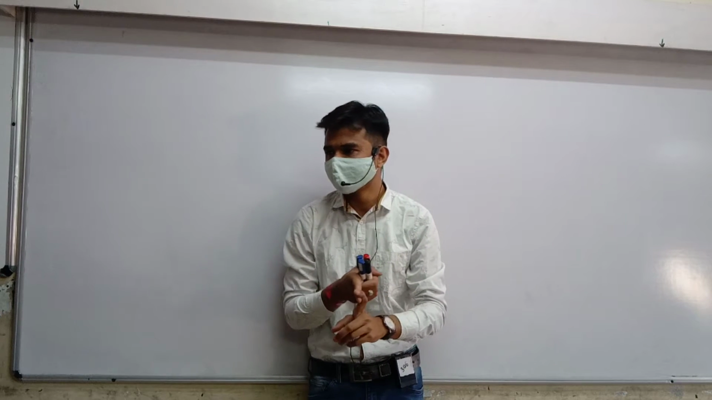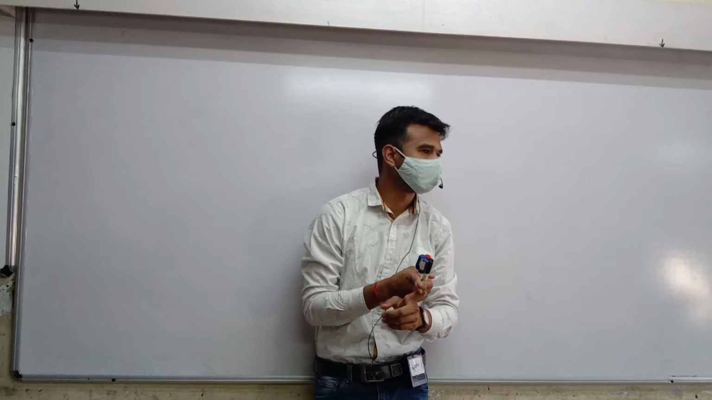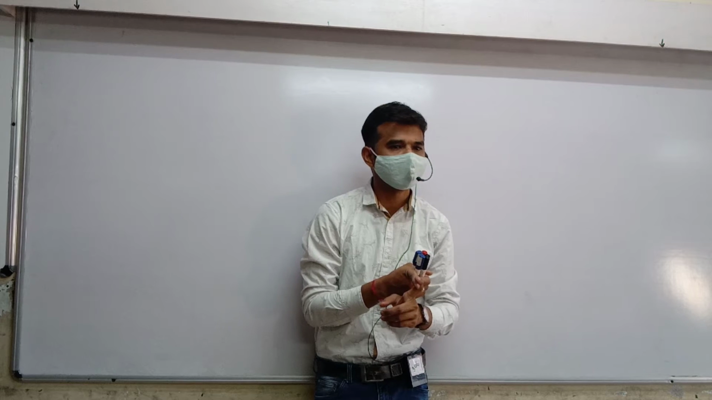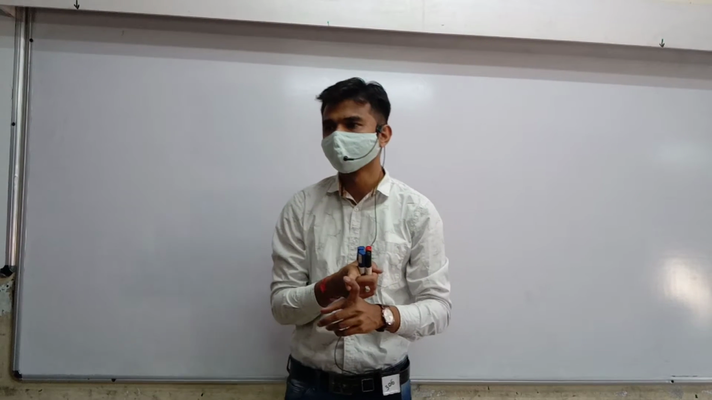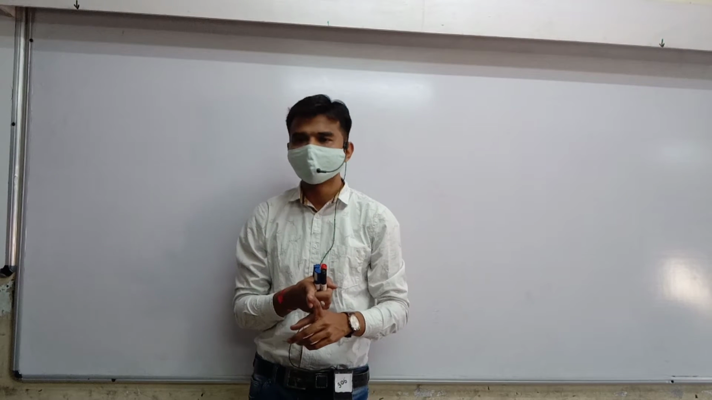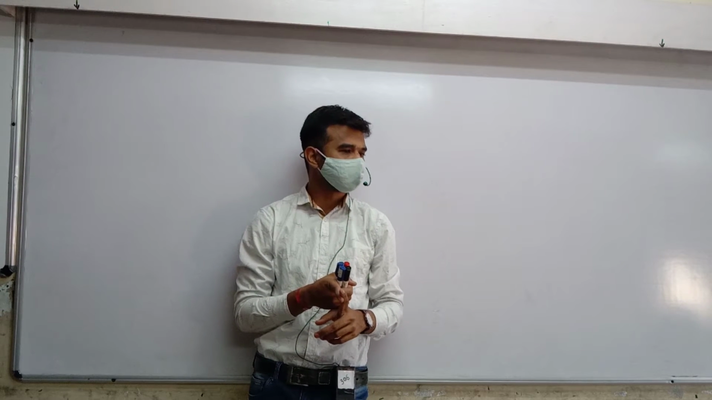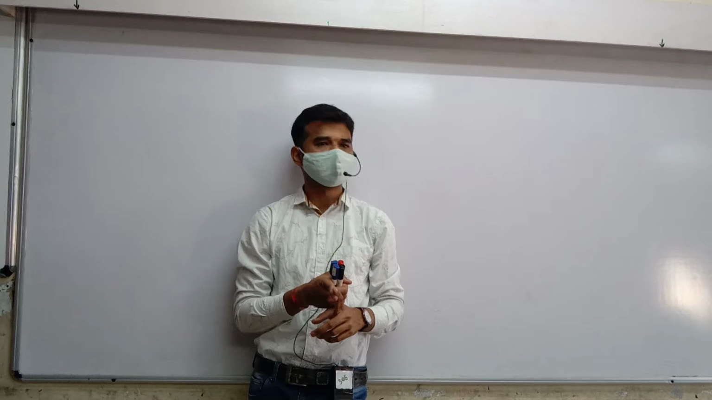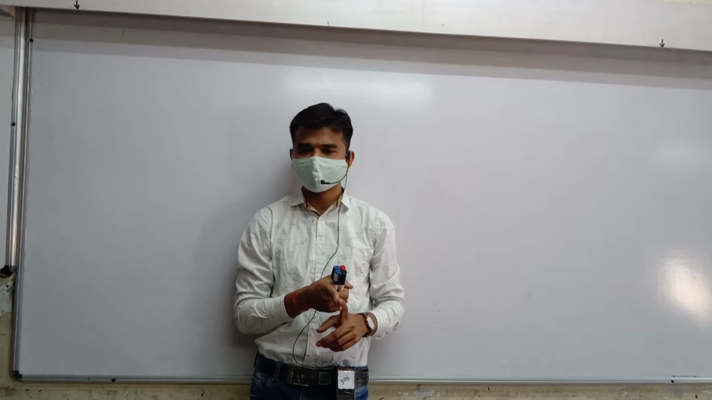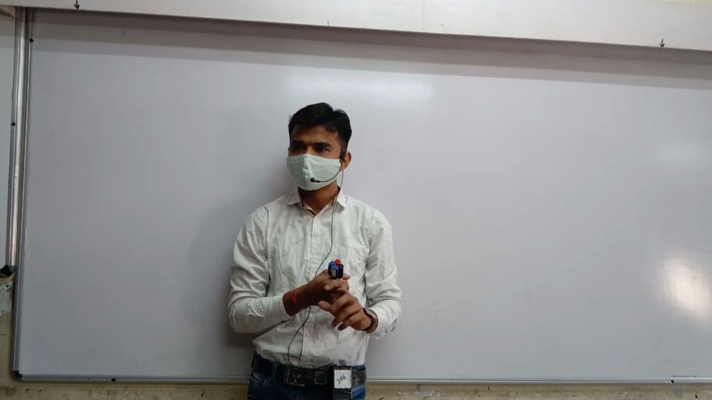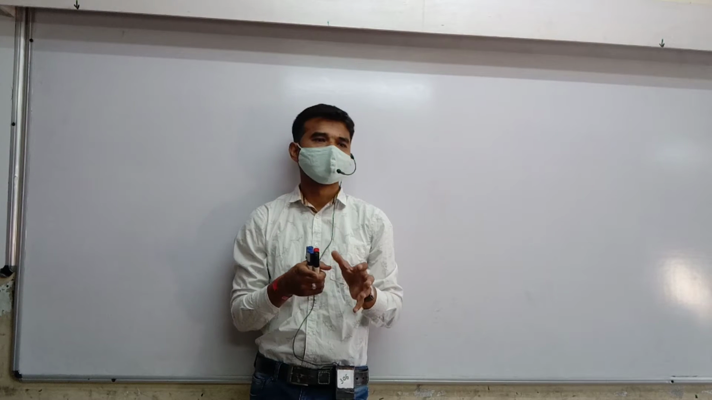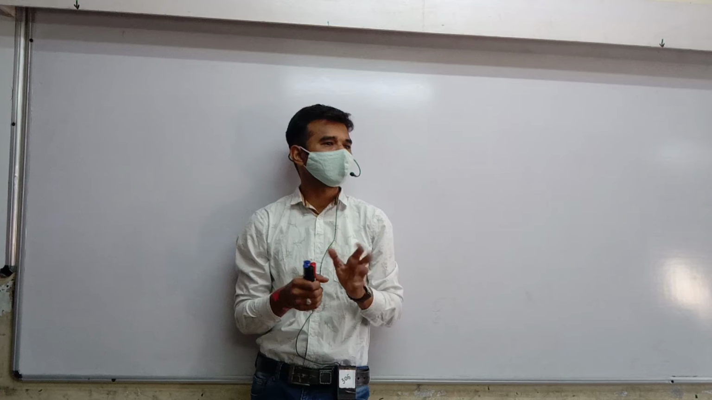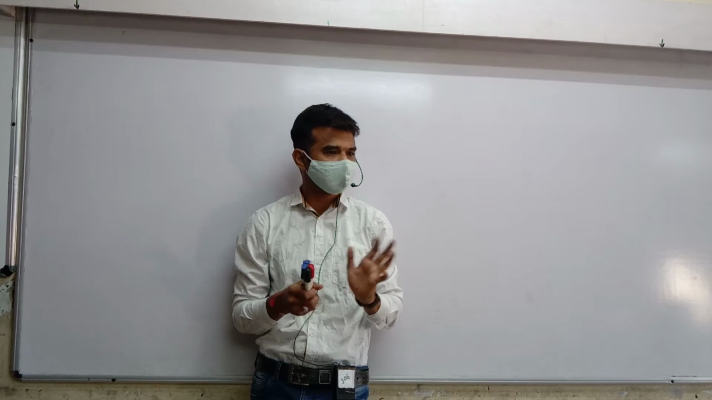The peripheral nervous system is further divided into two parts: the voluntarily active somatic nervous system and the automatically active autonomous nervous system. The autonomous nervous system is further divided into two parts: sympathetic and parasympathetic. Sympathetic and parasympathetic are complementary to each other.